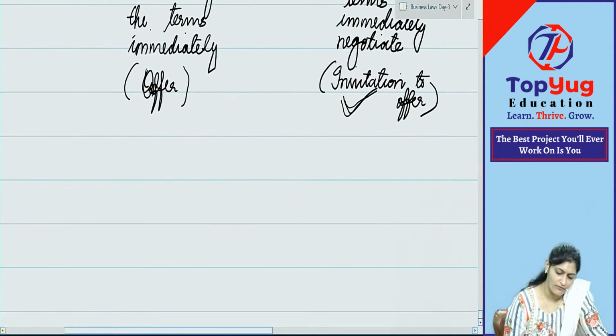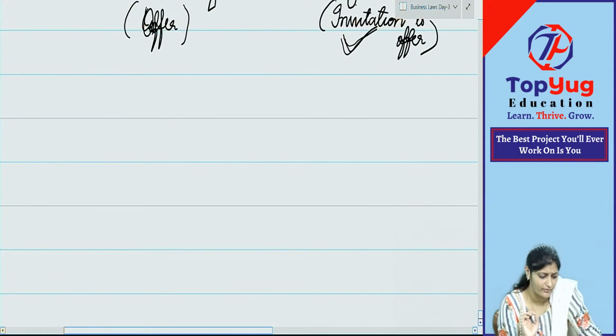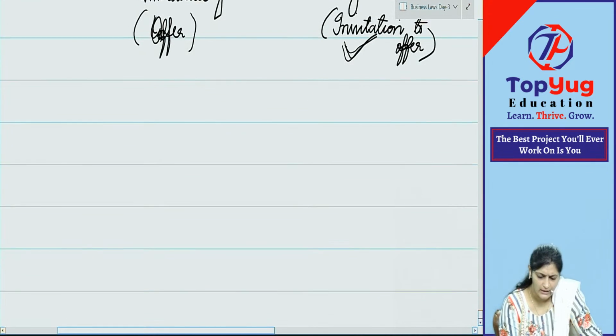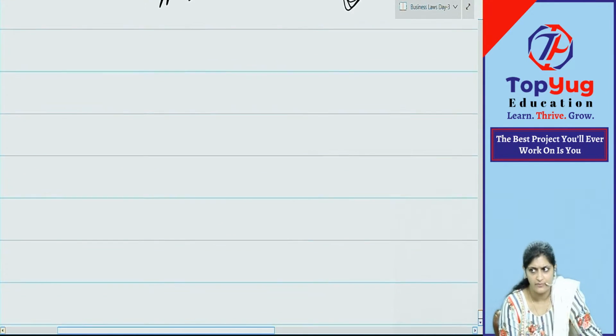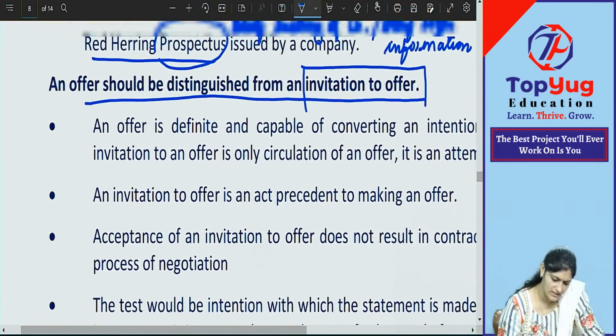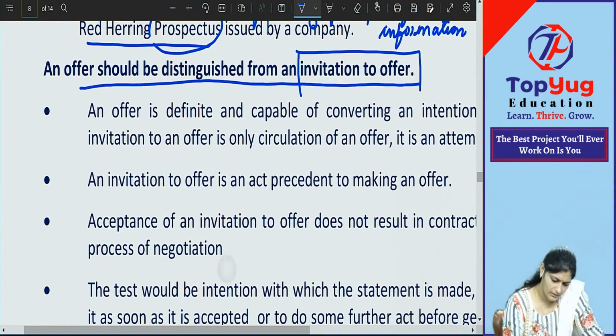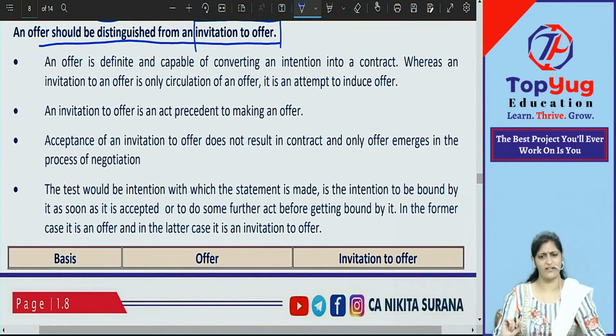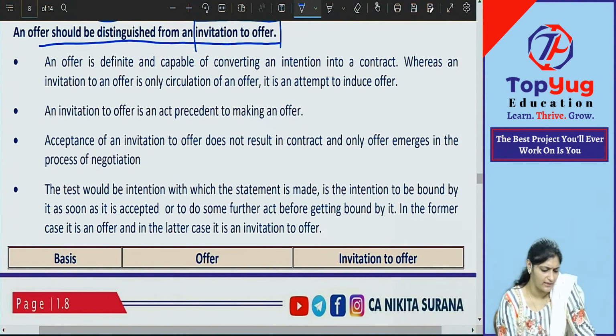So that is offer and invitation to offer. You have differences between both also, offer and invitation to offer. We'll just go through the differences fast, so that next class again we'll see. First we'll just read this again once, okay? There are only three differences. First we'll read this, then we'll see that.